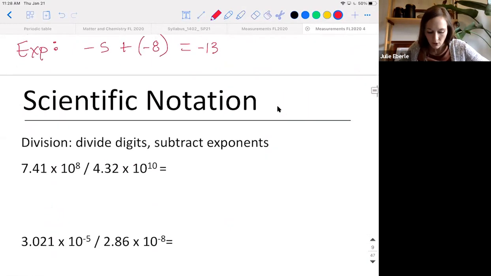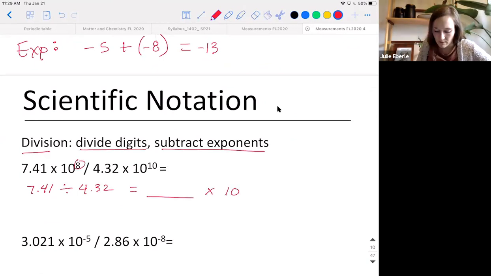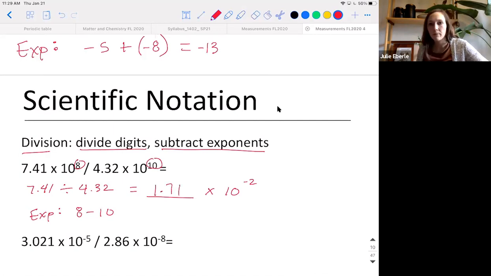All right, lastly, we're going to look at division. The rule, when you divide numbers that are both written in scientific notation, you divide the digits, subtract the exponents. So it's just the opposite of multiplication. So we'll do 7.41 for this first one, divided by 4.32, and you can just put that in your calculator. Whatever that equals, then you do times 10, and we're going to subtract our exponents. We have 8 minus 10. So that should be -2 exponent. And apparently it's 1.71. Okay.